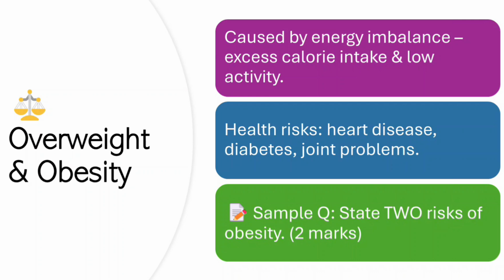Now let us look at overweight and obesity. It is caused by energy imbalance, which is excess calorie intake and low activity. So this person may be consuming a lot of fatty foods, taking a lot of calories from foods, but they are inactive. They have a sedentary lifestyle, right? They're not using as many calories as they're taking in, and this is why it may lead to overweight and obesity. Now, health risks. Persons may experience heart disease, diabetes, or even joint problems. Sample question: state 2 risks of obesity, right?